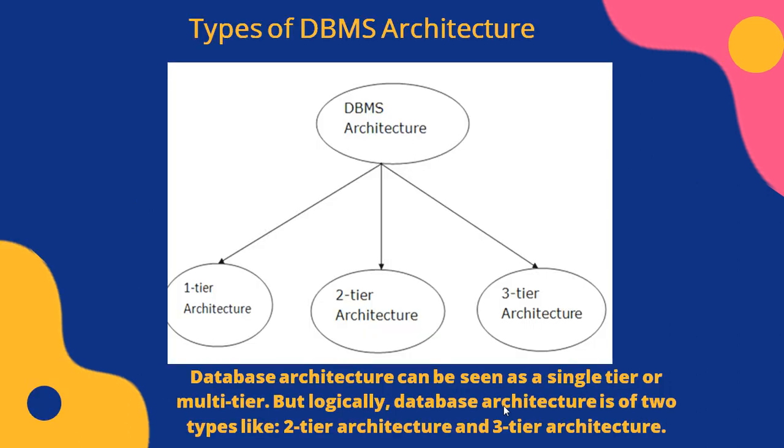There are three types of DBMS architecture. The first one is one tier architecture or single tier architecture. The second one is two tier architecture. The last one is three tier architecture. Database architecture can be seen as single tier or multi-tier, but logically, the database architecture is of two types, two-tier architecture and three-tier architecture.